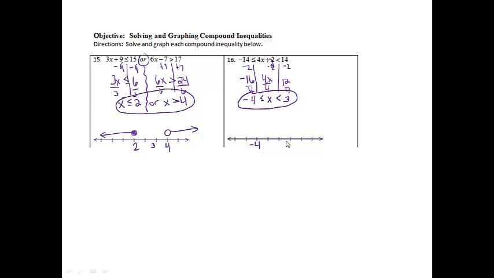So negative 4 goes on my number line. 3 goes on my number line. I'm just going to put 0 in the middle. For negative 4, since there's an equal sign for that one, we'll put a closed circle. At 3, there's no equal sign, so we'll put an open circle. And we know that this is a connected graph.